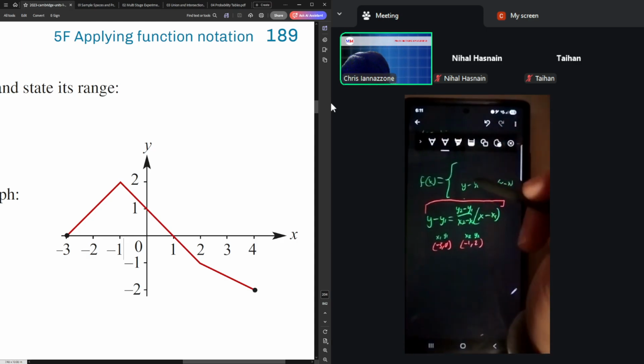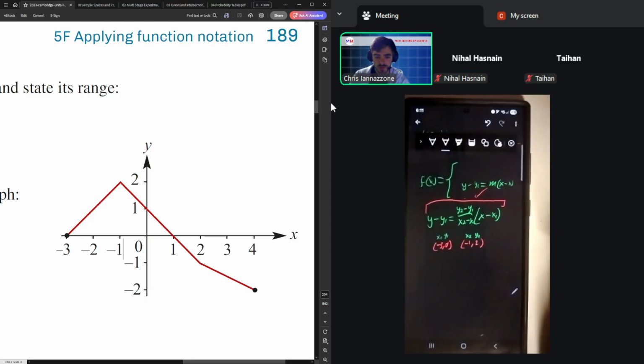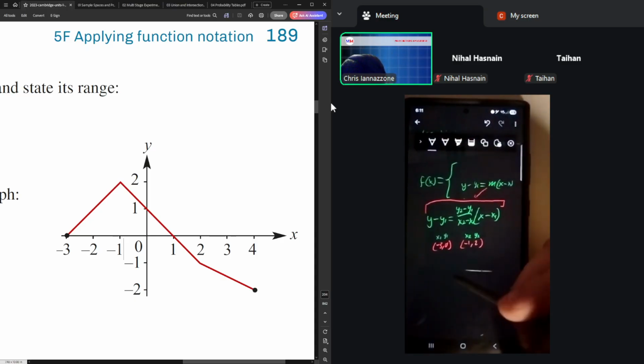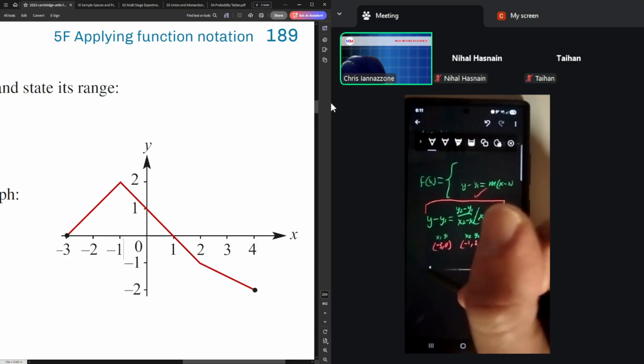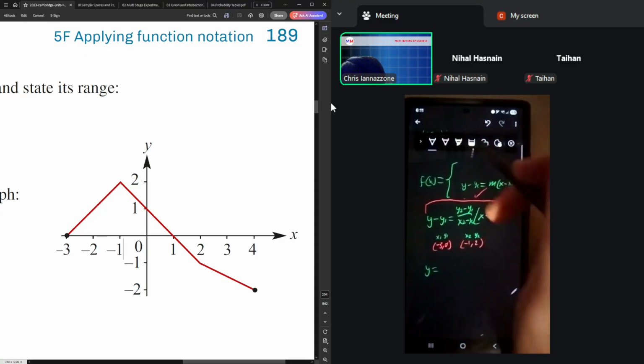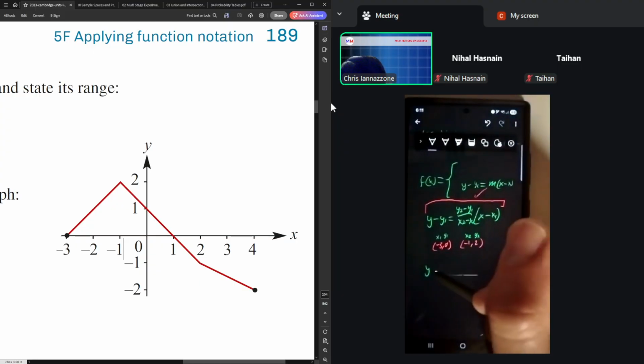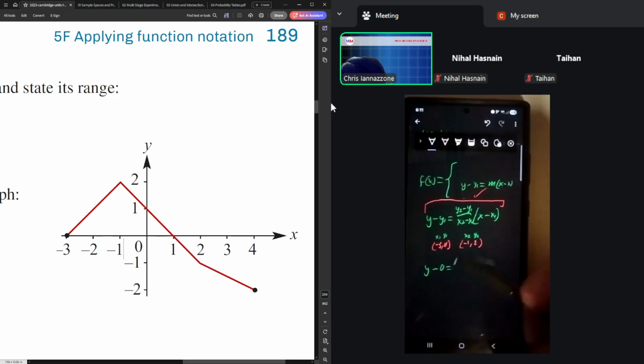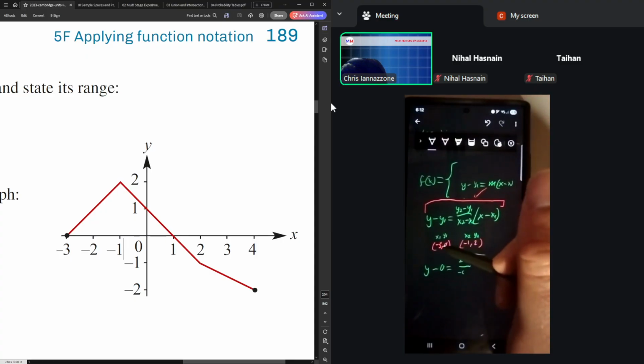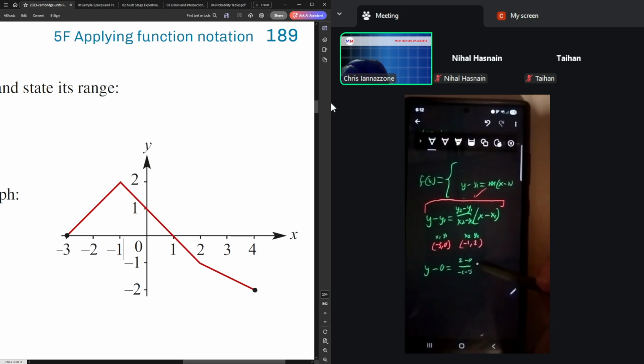Because all I'm doing is basically expanding out the gradient portion of that into rise over run. y2 take y1 on x2 take x1. Okay, and then we'll just go from there. So for that first equation, we have y take y1, which is 0, equals y2, so that's 2, take y1, which is 0, over x2, negative 1, take x1, so minus minus 3. And x1 was minus 3, so again, minus minus 3.